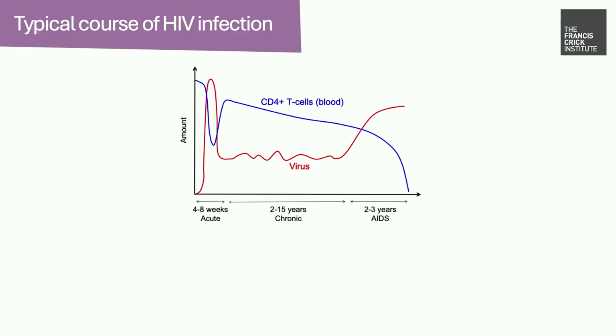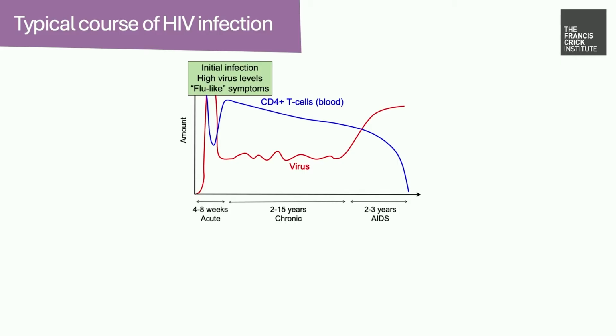So this graph shows you virus levels in blood in the red line, and then CD4 T cells, which are white blood cells, part of your immune system, in the blue line. And these are the stages of infection. Initially, we have a spike in the amount of virus, a peak of virus in your blood. And this gives normal viral symptoms, things like rash, fever, vomiting, diarrhea. And you have this as an acute infection for a couple of weeks.